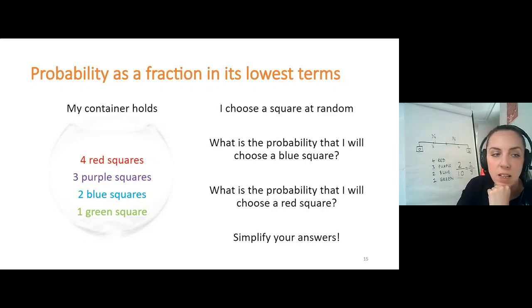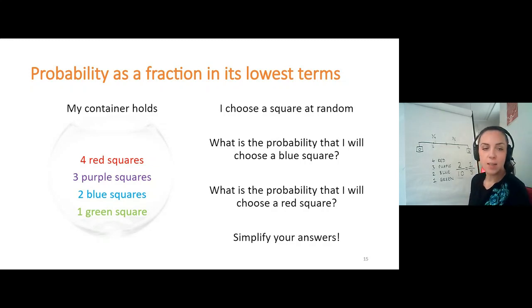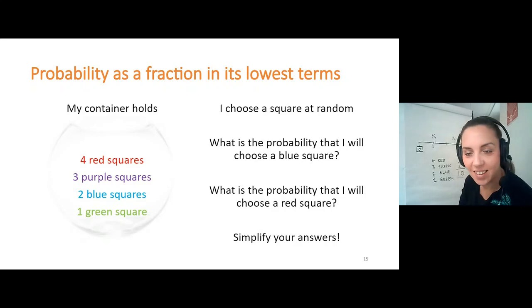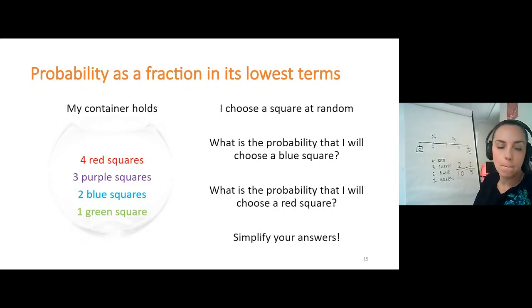So what's the probability that I'll choose a red square? Do you know? Yay, it has been simplifying already. Fabulous. Anybody want to simplify as well if you can?